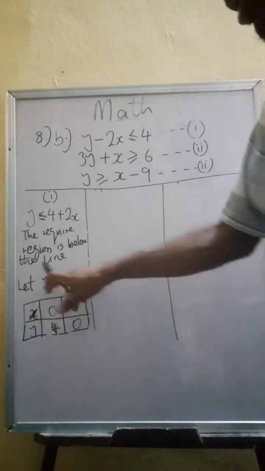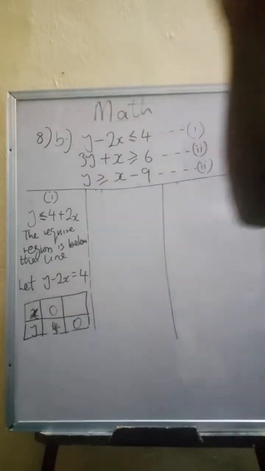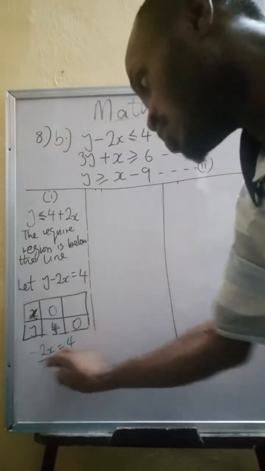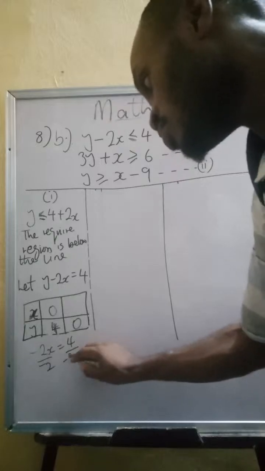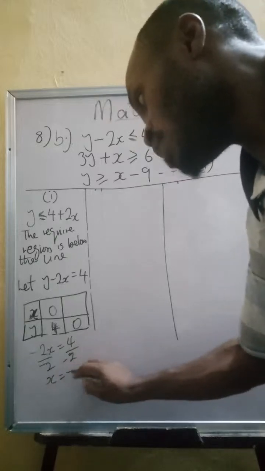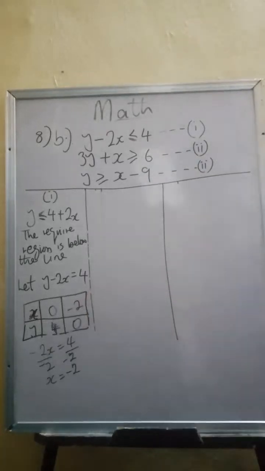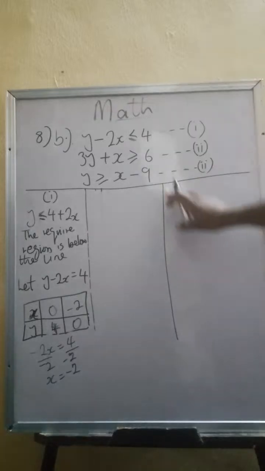And then do the same. If y is 0, then x will be what? Let's check. Minus 2x is equals 4. And then you divide by minus 2. So x is going to be minus 2. That means we have minus 2 here. The first has been done. Let's do the same for the second.